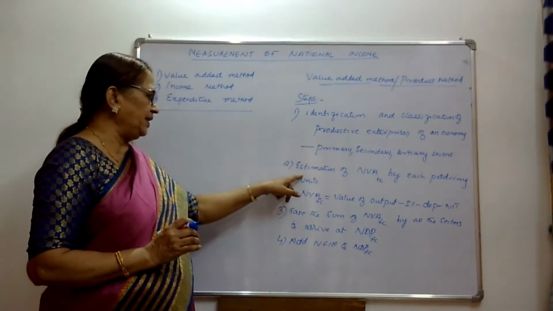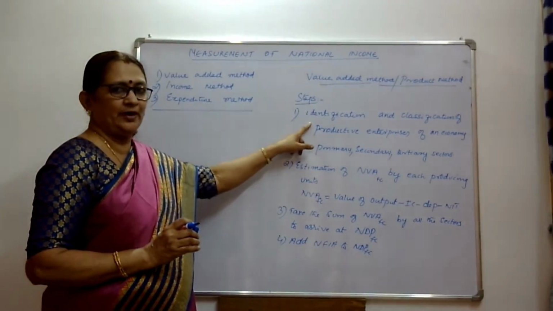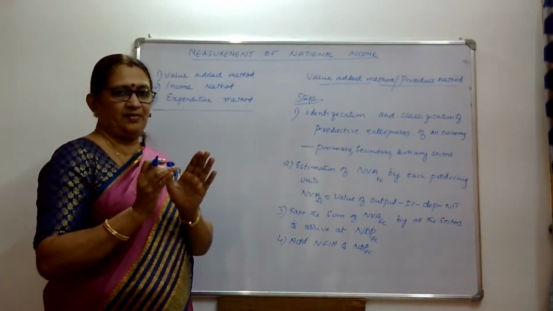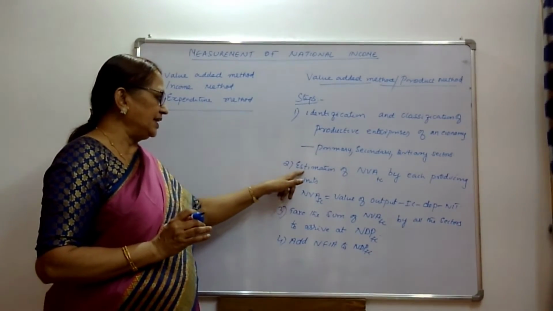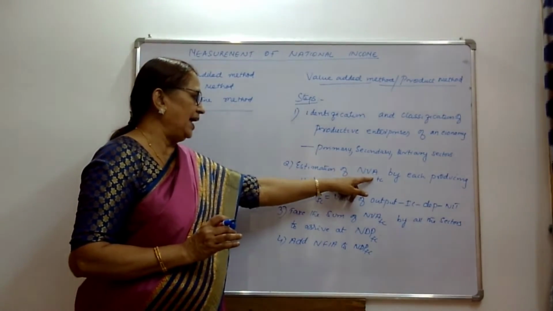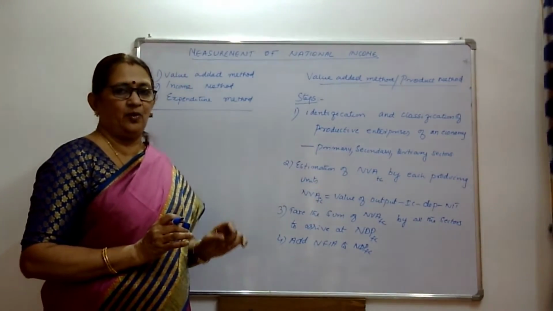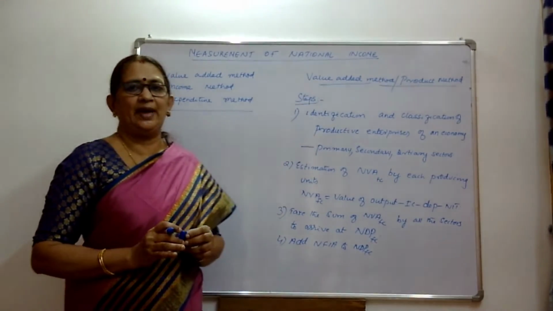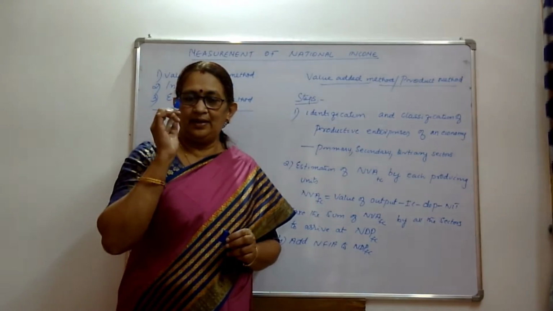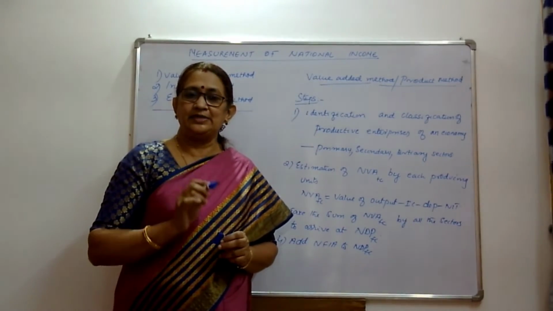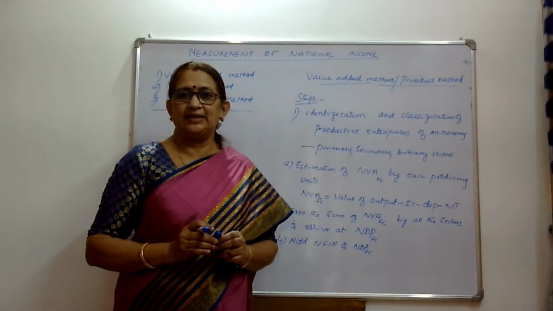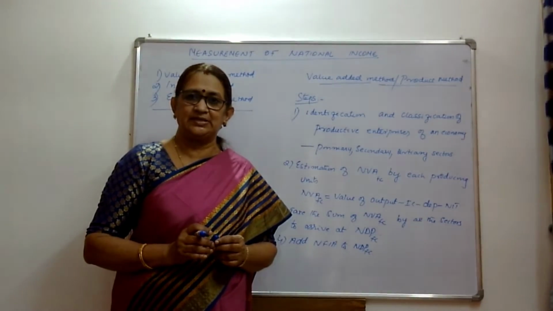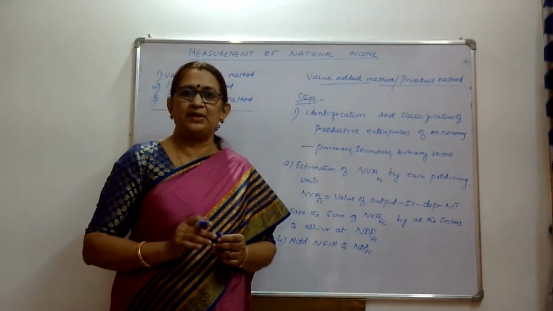So, the second step is, after identifying and classifying the productive sectors of an economy, that is primary, secondary, tertiary, net value added at factor cost is to be calculated for every sector. So, how will we calculate net value added at factor cost? As I have explained earlier, net does not include depreciation. We get the net concept after deducting depreciation from the gross concept. Okay, gross minus depreciation is equal to net.